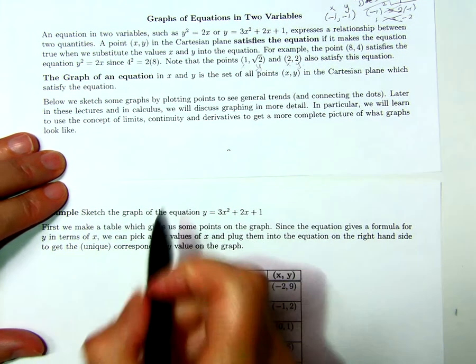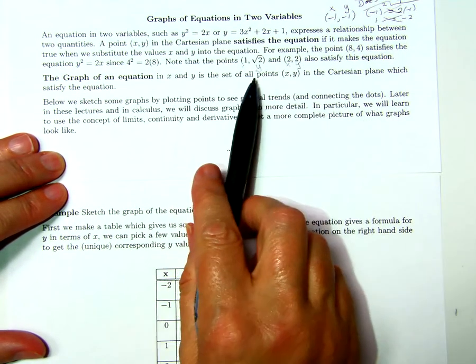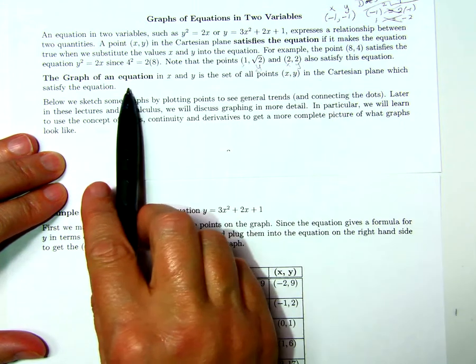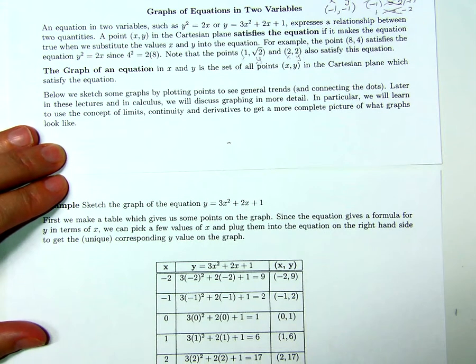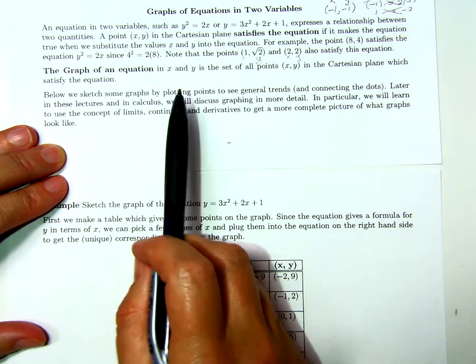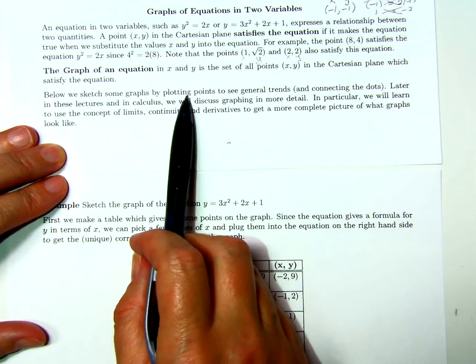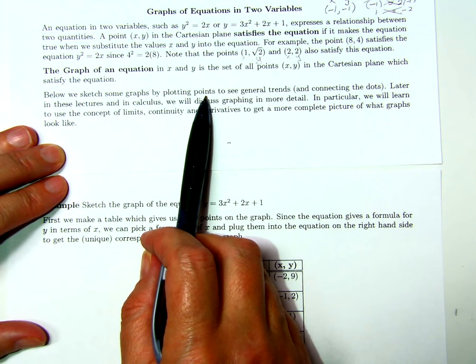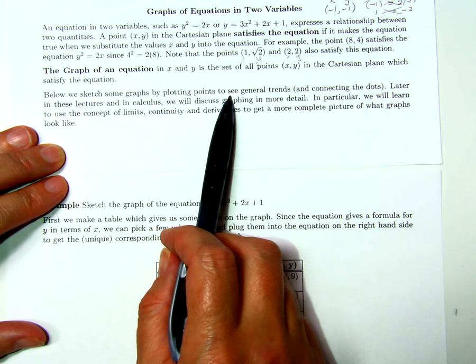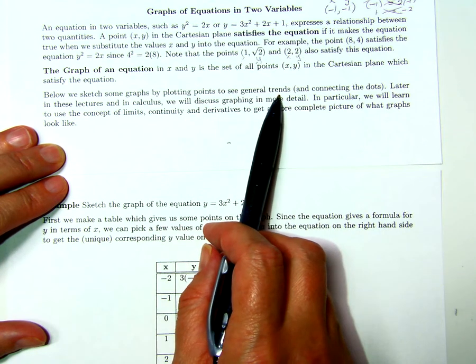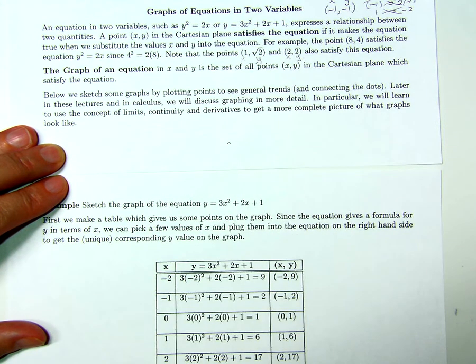The graph of an equation is the set of all points (x, y) in the Cartesian plane which satisfy the equation. And so we're going to sketch some graphs by plotting points, and this will allow us to see general trends in the graph, and we'll connect the dots to get a picture or an idea of what's going on in the graph.